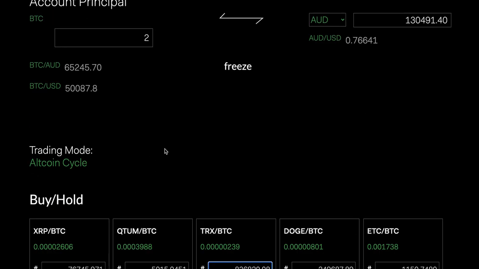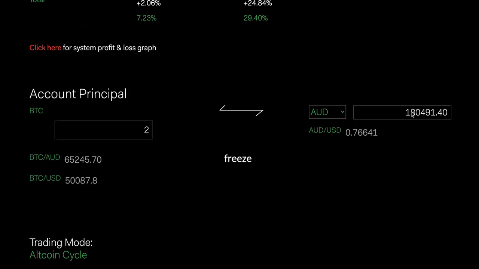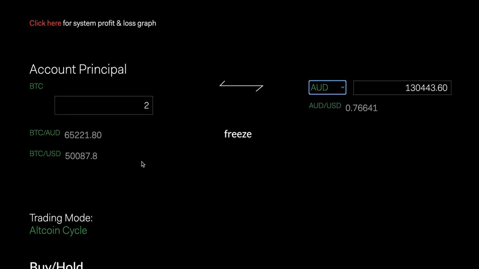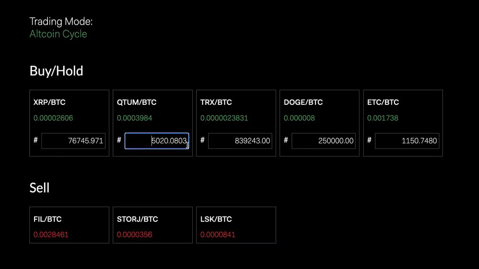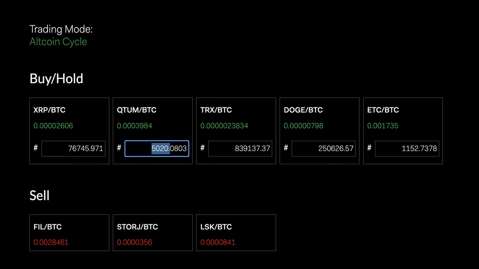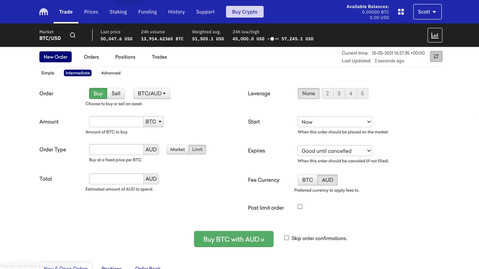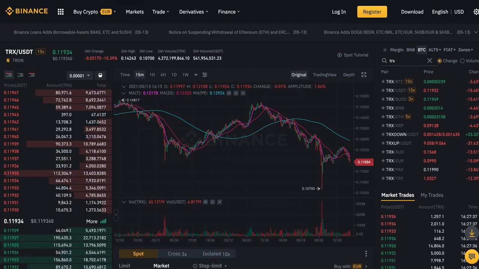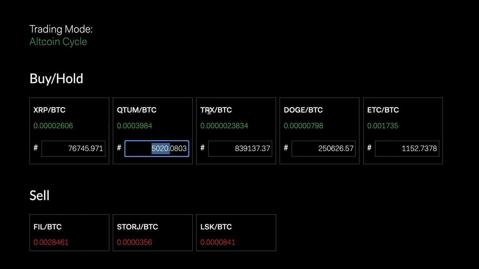So let's go over it again. You put in your account balance here, either in your home currency or in Bitcoins. And it tells you how many of each coin, and it tells you the current price of each coin. And you just go to your exchange. This one's Binance, or we could go to Kraken, and you know, let's say we're looking for TRX.